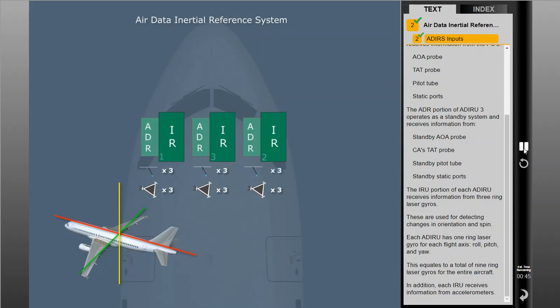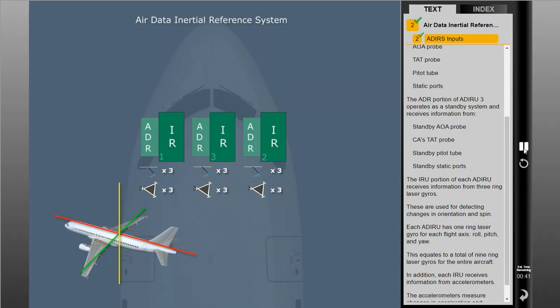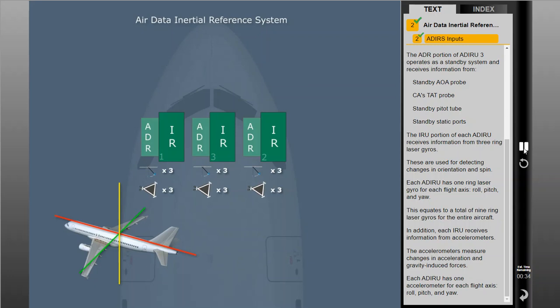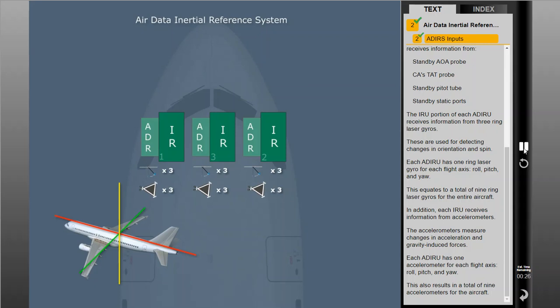In addition, each IRU receives information from accelerometers. The accelerometers measure changes in acceleration and gravity-induced forces. Each ADIRU has 1 accelerometer for each flight axis, roll, pitch, and yaw. This also results in a total of 9 accelerometers for the aircraft.